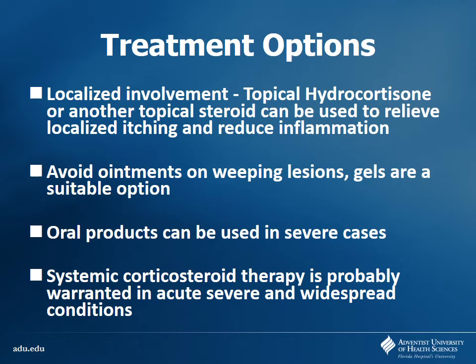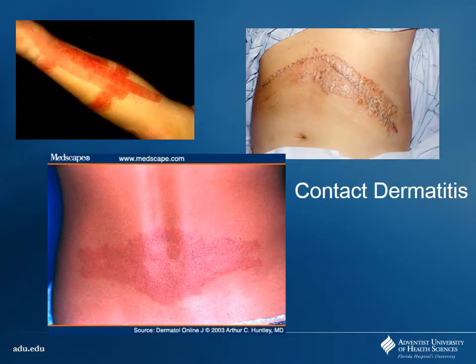And then you might use systemic corticosteroid therapy more in cases where, like I mentioned, the inflammation is very severe, or if you have very widespread conditions where applying hydrocortisone over the entire body may be kind of impractical. That's where systemic or oral options may be better for that patient. So just some pictures of dermatitis you may see out there.